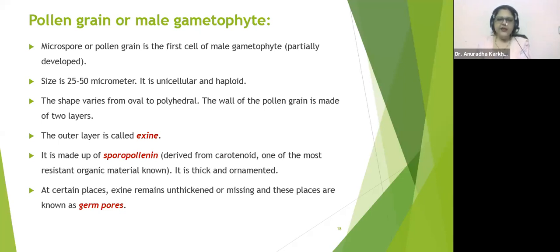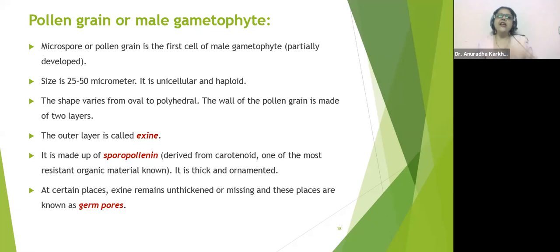What did I say? Gametophyte means the one which makes and holds the gametes. So two male gametes are going to be formed inside the pollen grain. Therefore, the pollen grain will be called a gametophyte. The pollen grain will contain two male gametes. And we call the pollen grain partially developed because till now I haven't told you how the two male gametes are going to be formed. Have I told you? No.